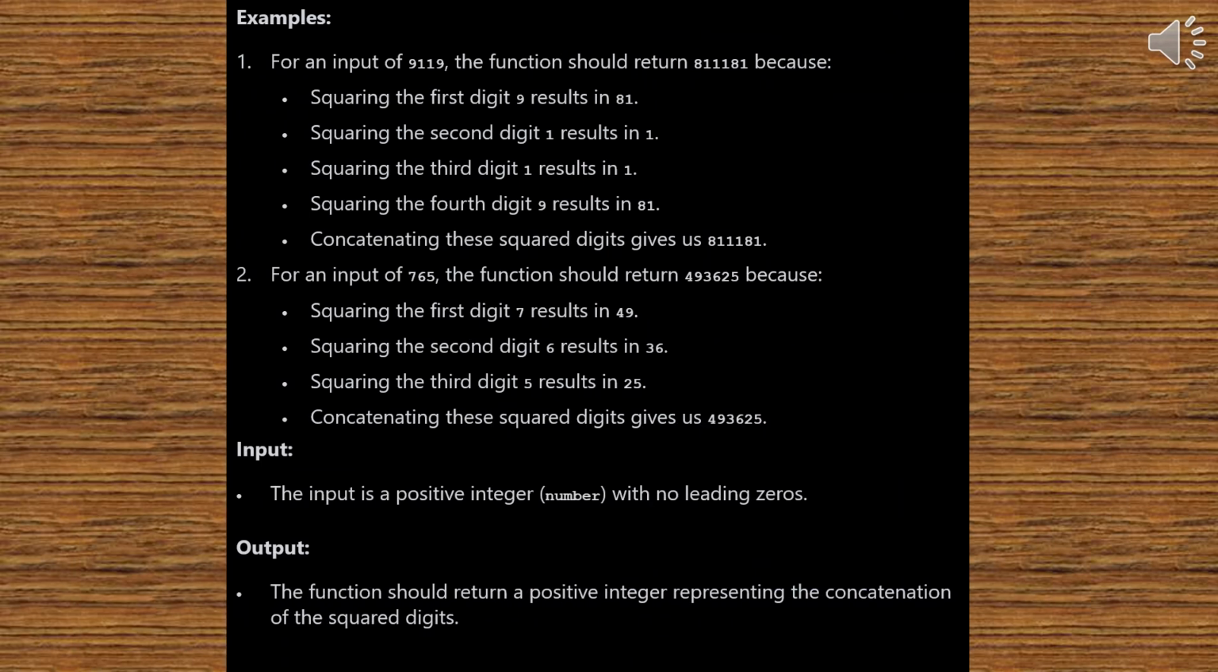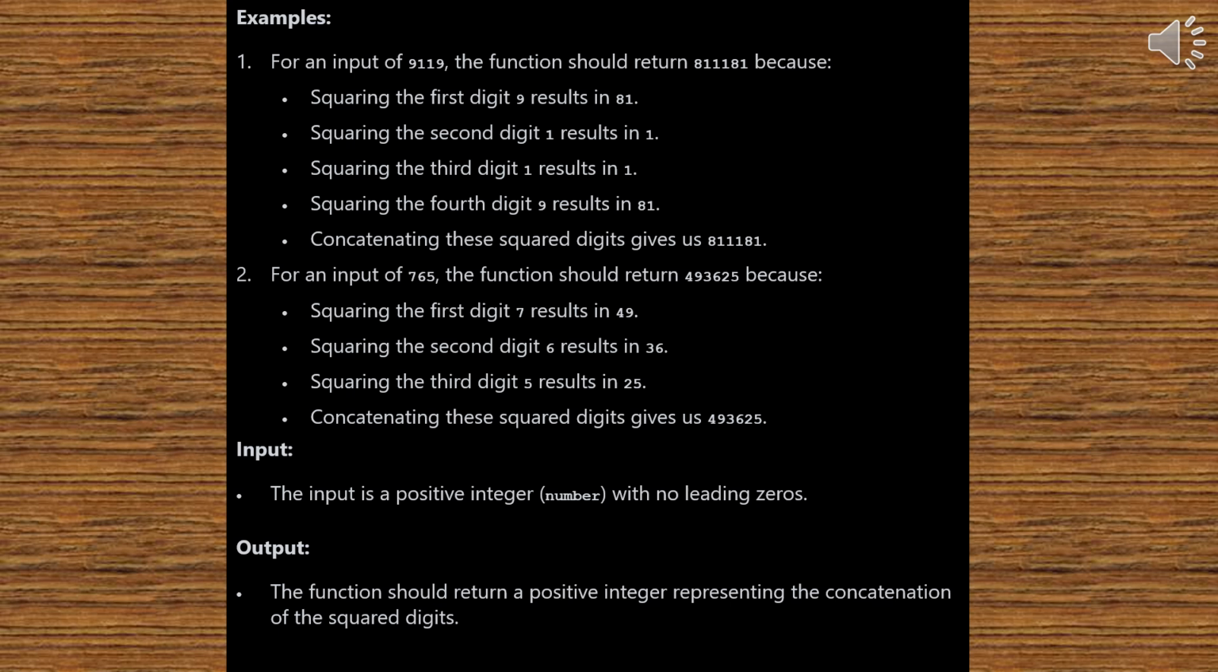For the number 9119, the first digit is 9. When we square 9, we get 81. The second digit is 1. Squaring 1 gives us 1. The third digit is 1. Again, squaring 1 gives us 1.